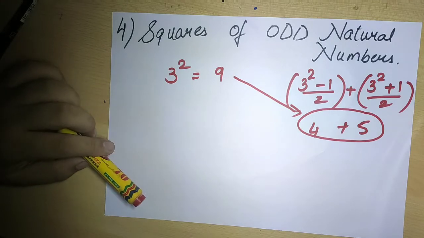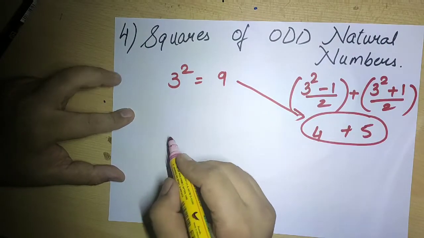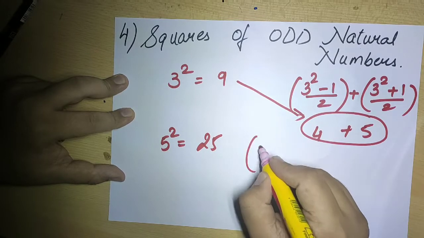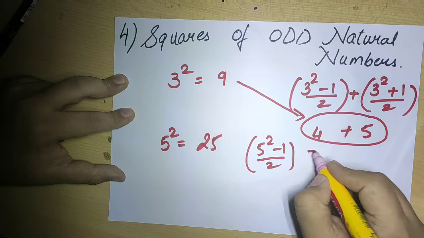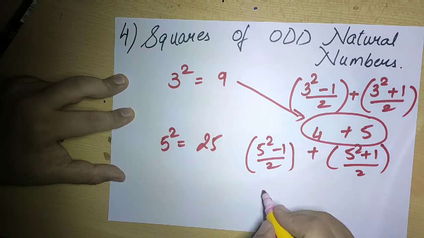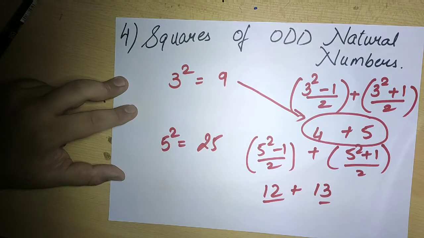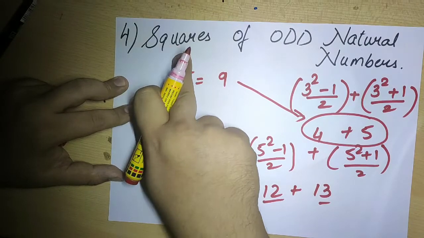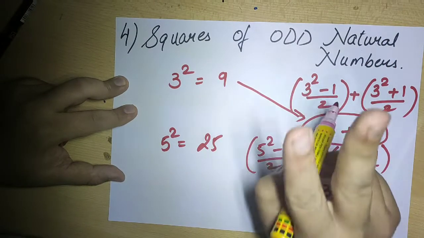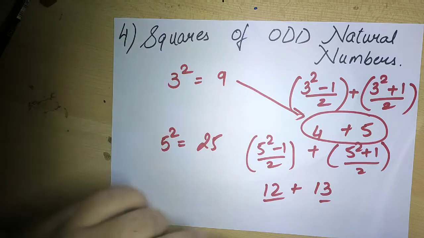Similarly, we can solve for another odd number. Let us take the example of 5 square is equal to 25. You can take 5 square minus 1 upon 2 plus 5 square plus 1 upon 2. That is 24 upon 2, 12, plus 13. These both are consecutive numbers. So we can say that the squares of odd natural numbers can be expressed as the sum of two consecutive natural numbers.